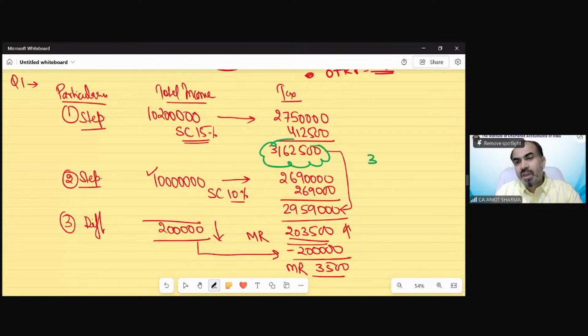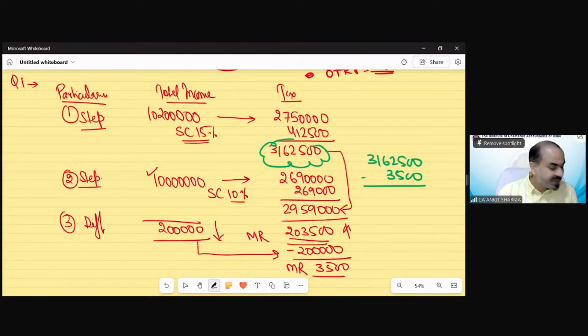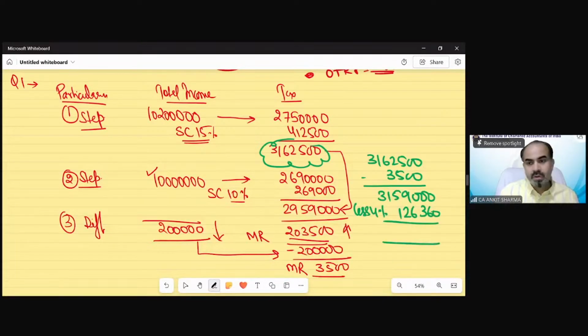So from 3,162,500, we have to reduce 3,500 as marginal relief. The balance would be 3,159,000. And now cess would be applicable on this at the rate of 4%, which is 126,360. So 3,285,360 would be your answer for the purpose of calculation of tax.